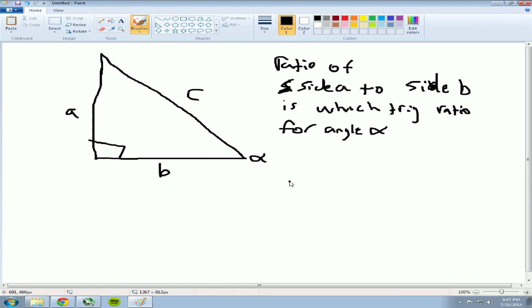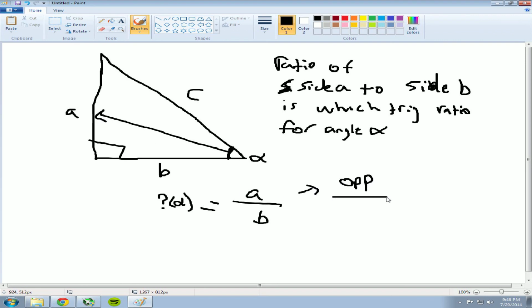Okay, so let's look at this. So it says the ratio of side A to side B is which trig ratio for angle theta? Alright, so at angle theta, this is angle theta right here, or angle alpha, A is opposite, so we see that A is opposite over B, which is adjacent. And opposite over adjacent is tangent. So tangent alpha is A over B.